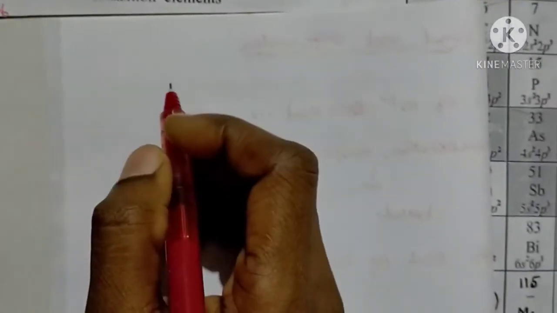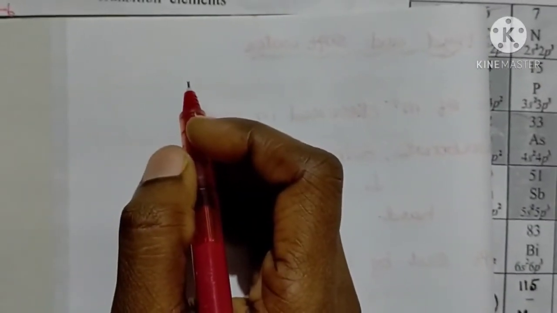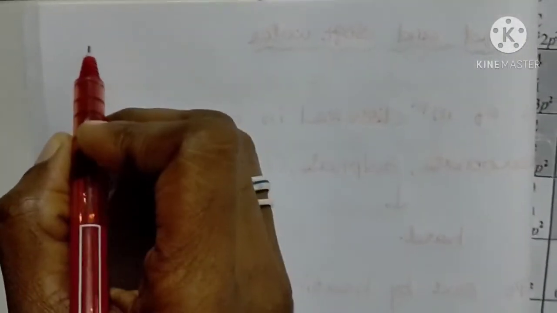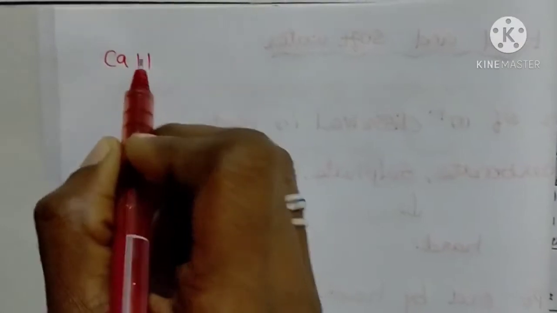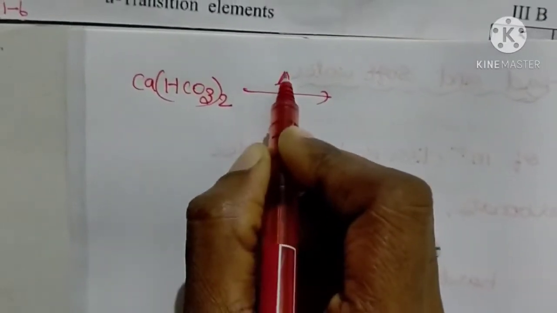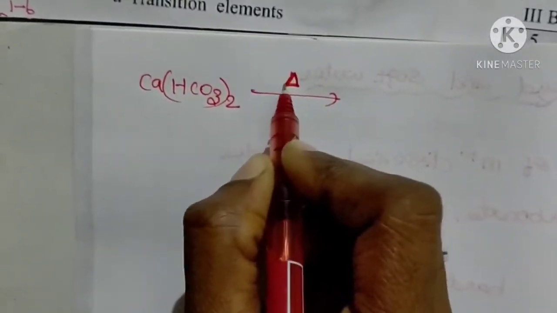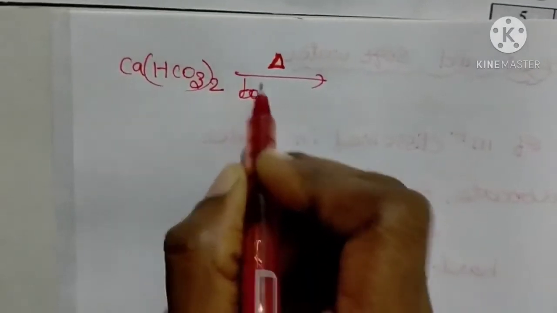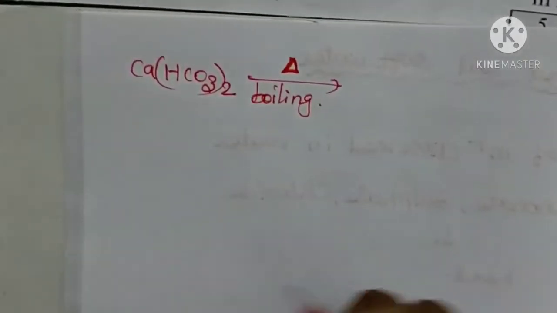In temporary hardness, what salts are present in the water? Magnesium bicarbonate and calcium bicarbonate. So write magnesium bicarbonate and calcium bicarbonate. Calcium bicarbonate undergoes heating, or boiling.